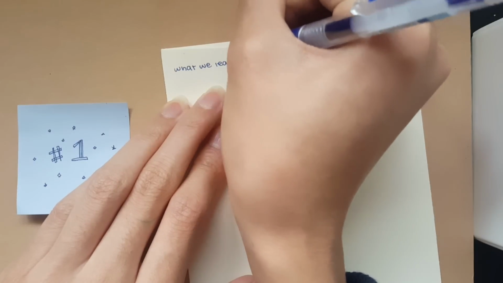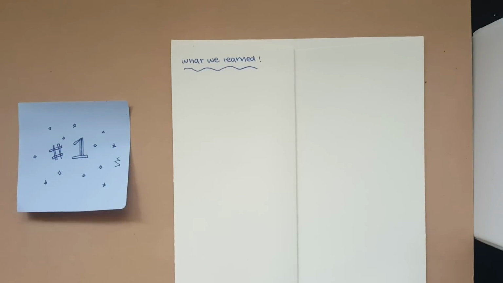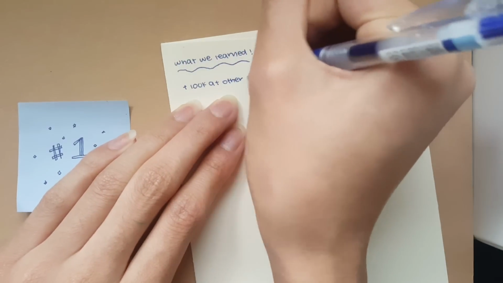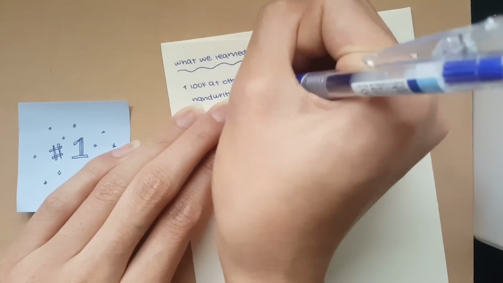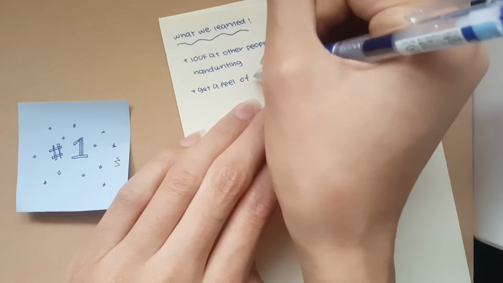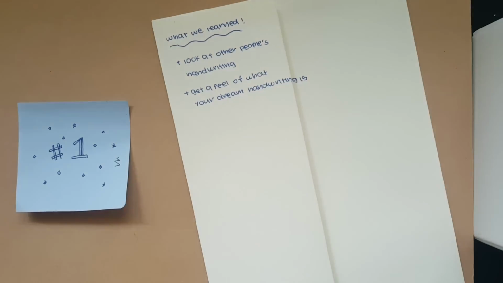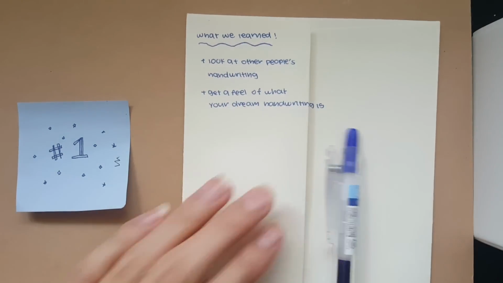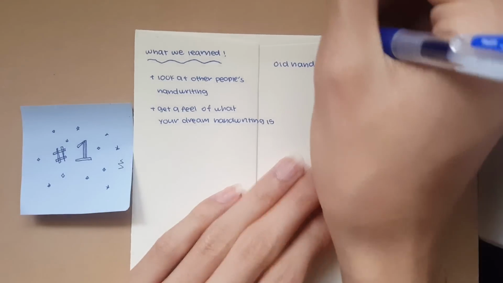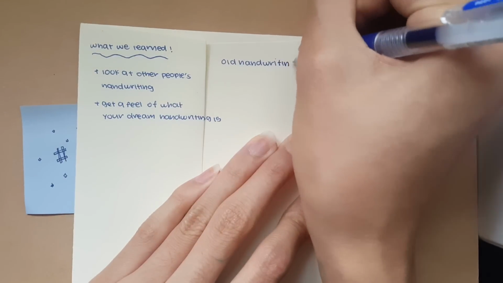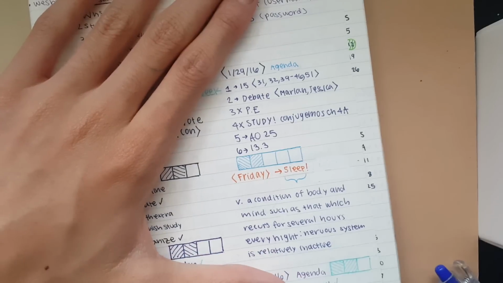In my first step, I basically talked about how to find inspiration for your handwriting, and this is a really important step. A lot of people skip over it because they don't think it's important. But when you look at other people's handwriting, you actually get a feel of what your dream handwriting looks like. So let's compare my old and my new handwriting.